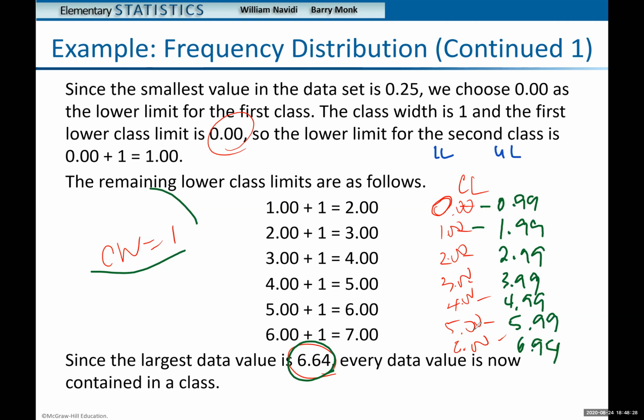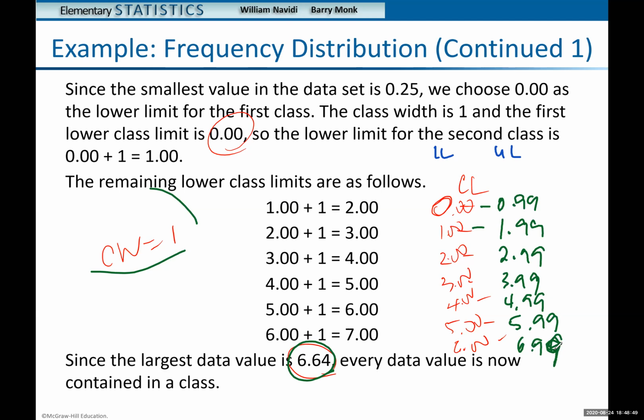Questions so far? Yes. Why is the last one 6.94 and not 6.99 if they all have to be the same width? That's 9. Oh, gotcha. Okay. Yeah, it's my handwriting. It's just so hard to write on the screen. That makes sense. Yeah, sorry.